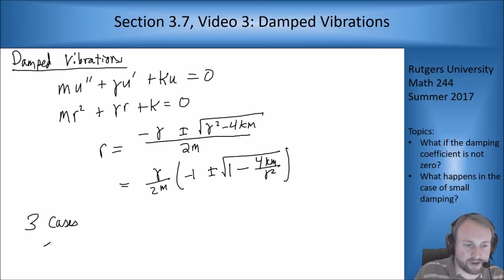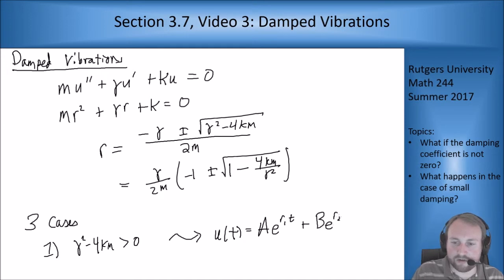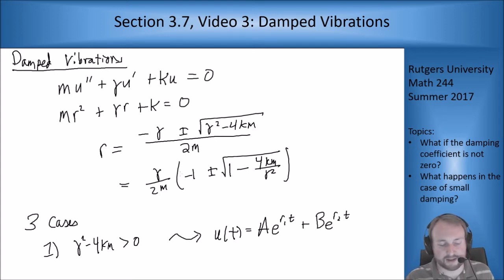We have case 1, where gamma squared minus 4km is positive. What does our solution look like there? In this case, we're going to have two roots that are real and distinct. So our solution is going to be something like a e to the r1 t plus b e to the r2 t. You can find those constants r1 and r2; they're just solved from the equation up here, but they're going to be two real and distinct roots, so we get something like that.